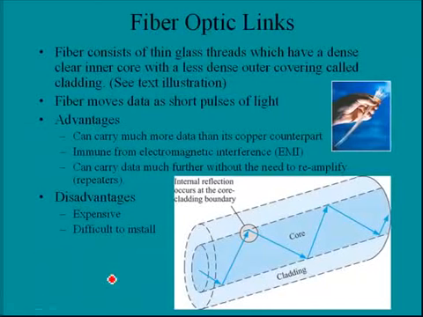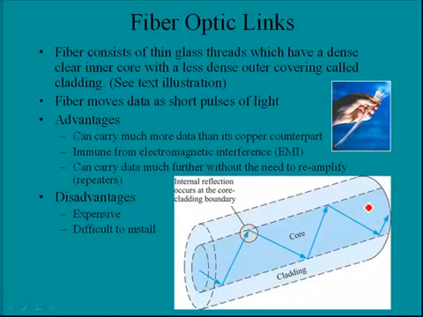Then we have fiber optic links, another method of connectivity of electronic devices. Fiber consists of thin glass threads which have a dense clear inner core. Notice here the darker blue is the core. This would be the actual glass. With a less dense outer covering called the cladding. And here you see this outer material surrounding the glass is the cladding. The fiber moves data as short pulses of light, and you see these arrows here indicating the actual light moving through the glass core.